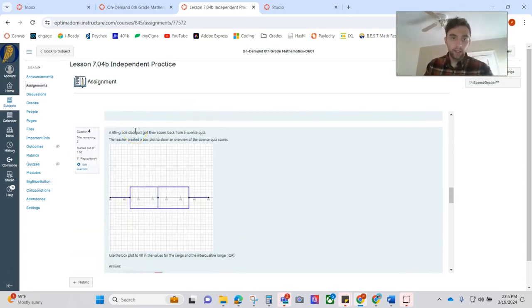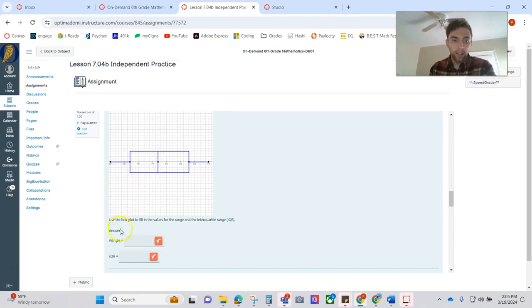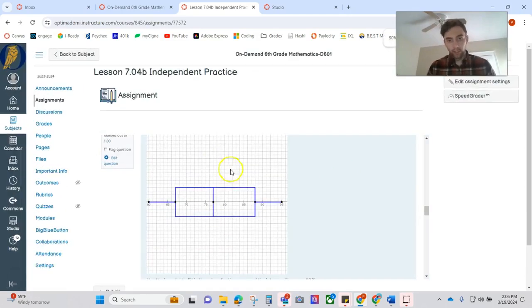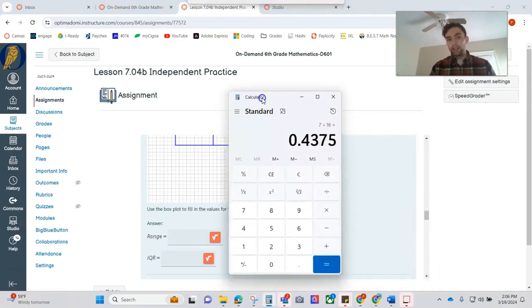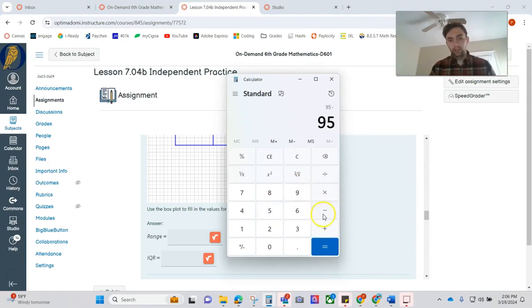Oh, back to that 6th grade class. They got their scores back from a science quiz. The teacher created a box plot. Now, let's find the range and interquartile range. To find the range, we do the biggest number minus the smallest number. Here it looks like our biggest number is 95, and our smallest number is 60, so we do 95 minus 60, 35.